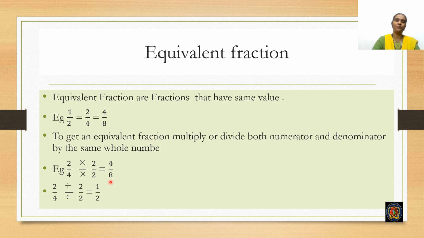The same 2 by 4 fraction I am taking and I am dividing the numerator and the denominator by 2. So 2 divided by 2 is 1, 4 divided by 2 is 2. I will be getting 1 by 2, and 2 by 4 and 1 by 2 are equivalent fractions. Thus, we can obtain the equivalent fraction either by multiplying or by dividing the numerator and the denominator by the same whole number.